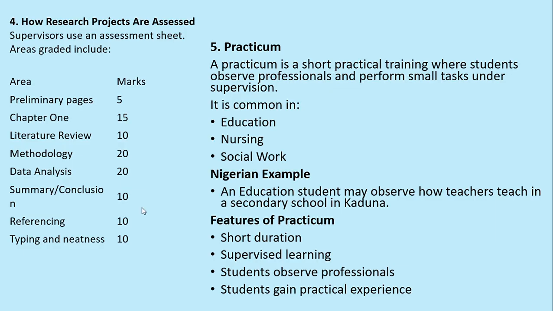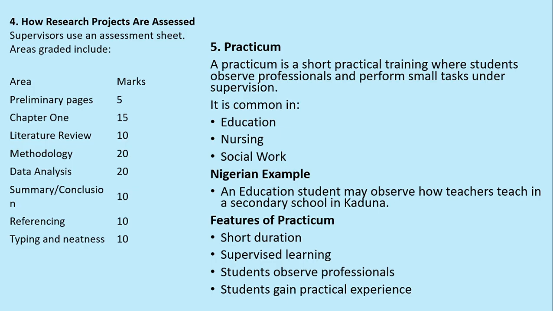So let's look at how research projects are assessed. How do we assess research projects? How are they assessed? So supervisors use an assessment sheet. And areas that are graded, they include what? This is how the research projects are being graded. If you are done with your project and you went ahead to submit it, this is how they are going to grade it. Project is a 6-unit course, so this is how they are going to grade it.